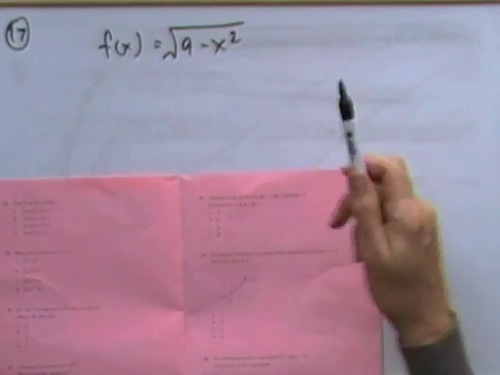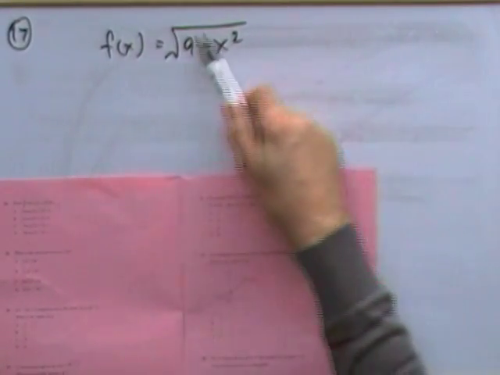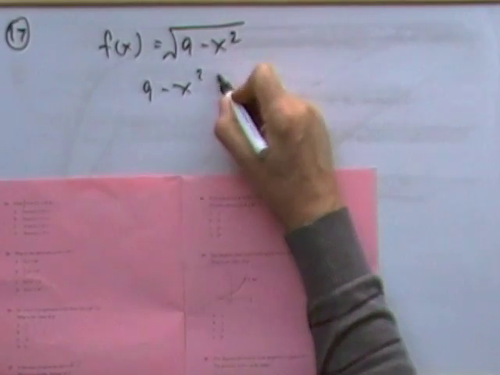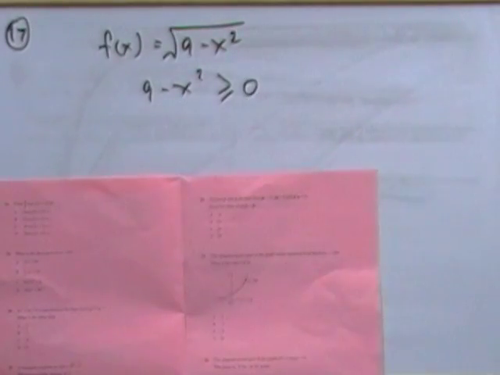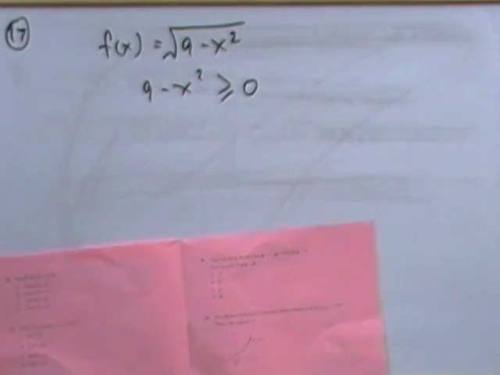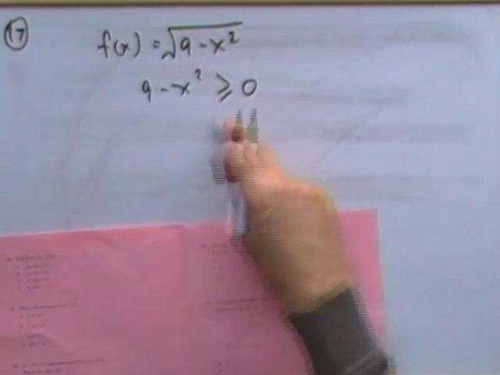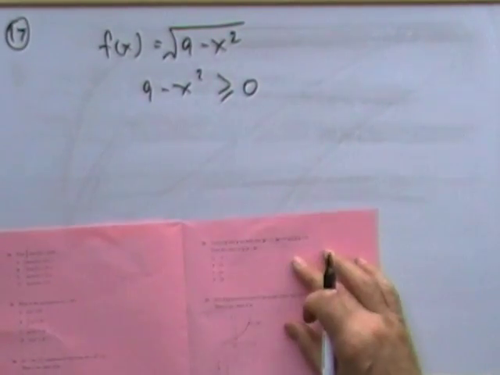0 would be fine, square root of 0 is 0. So that means that whatever I put inside, which is this 9 minus x squared, that 9 minus x squared must be greater than or equal to 0. And that's what you have to solve to find this. But watch, this isn't an equation. Still do it the same way as before. There's several ways of doing that.